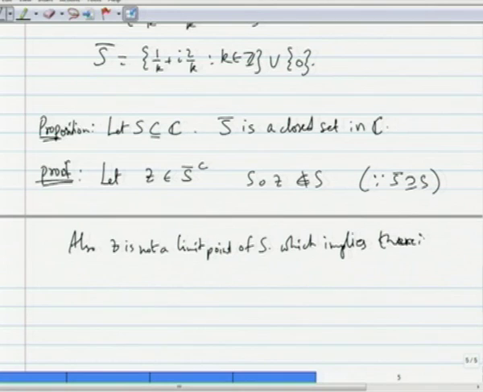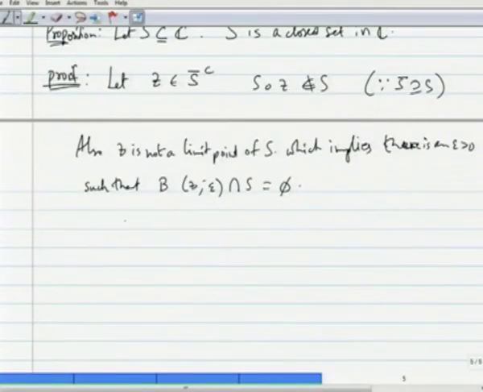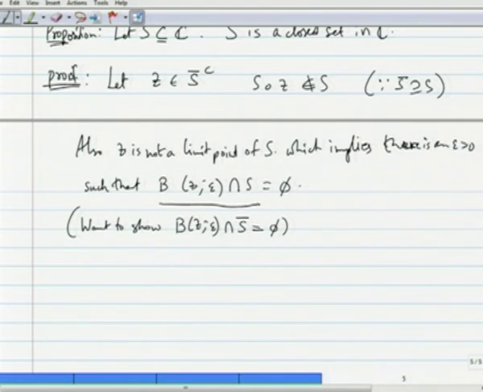Okay. There is an epsilon positive such that B(z, epsilon) intersection S is empty. What we want to show is that B(z, epsilon) intersection S closure itself is empty. We are able to conclude that z is not a limit point of S and z does not belong to S, so B(z, epsilon) intersection S is empty. That much we know, because z is not a limit point. There is some epsilon such that that happens.